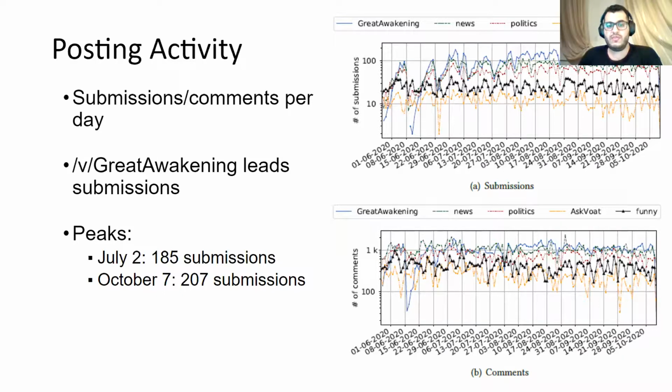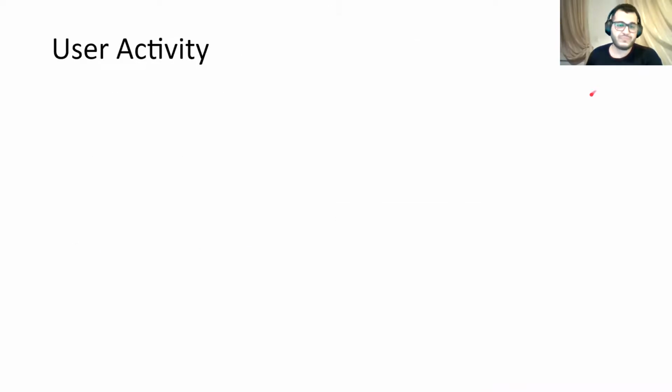Also, the 7th of October this year has the most submissions on Great Awakening for a single day. That is 207 submissions. And manual inspection shows that they mostly discussed Facebook announcement about banning QAnon accounts, pages, and content from all their platforms.